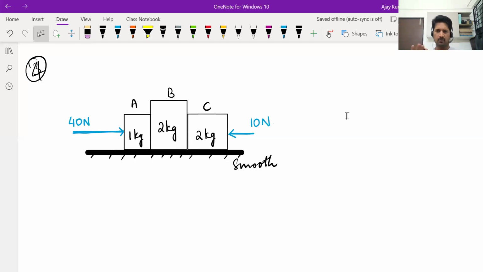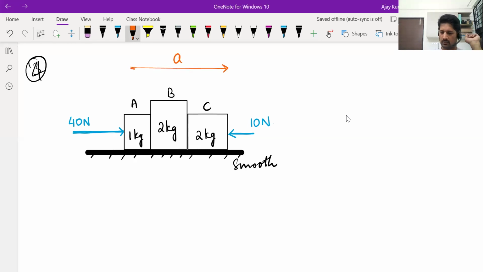Together only, sir. Okay, it's like someone is trying to push the system from right, someone is trying to push the system from left. The one pushing from left is exerting a greater force. So the 3 blocks together will go to the right. So you are sure, you can tell for sure that they will move with a common acceleration.